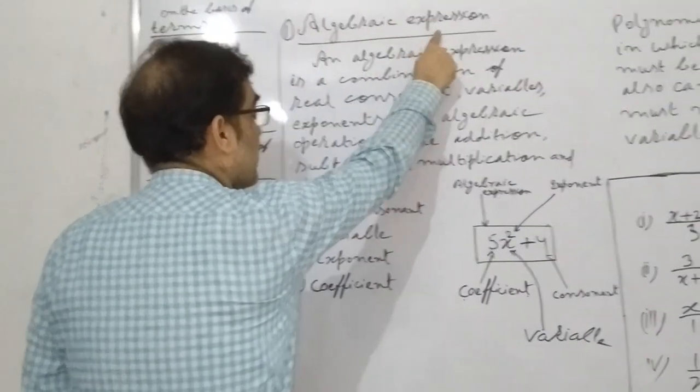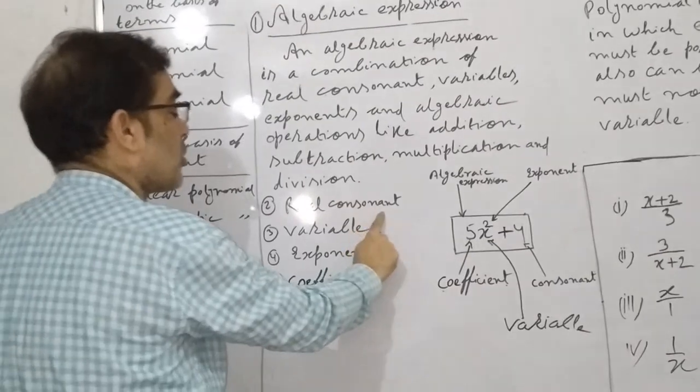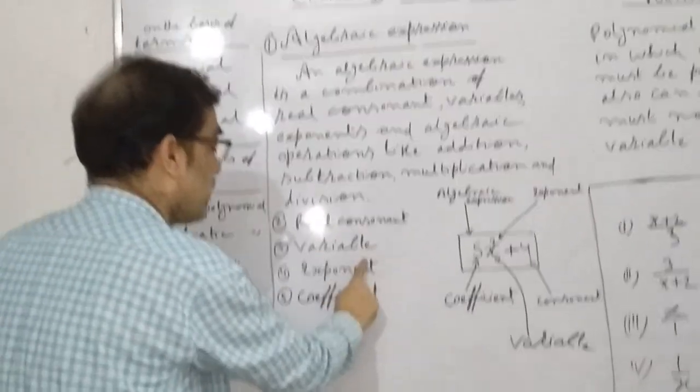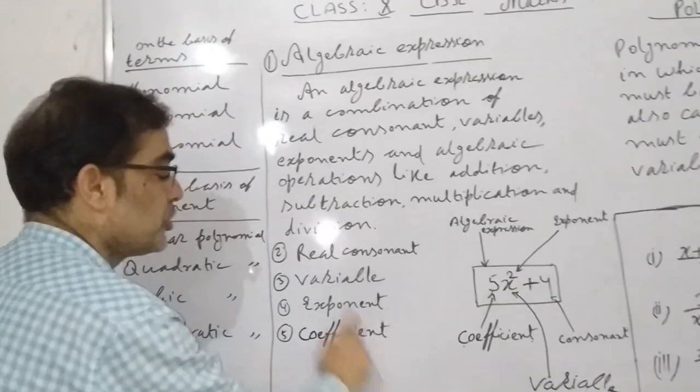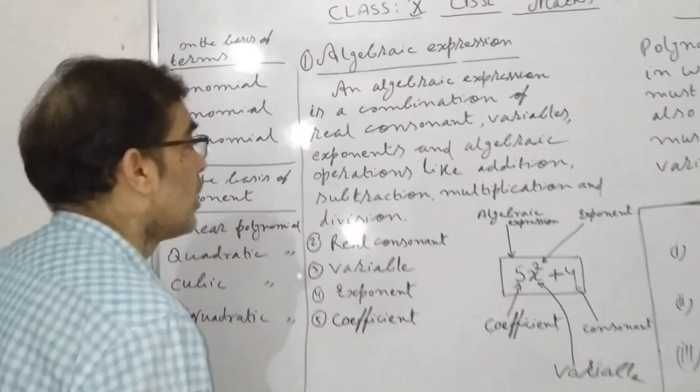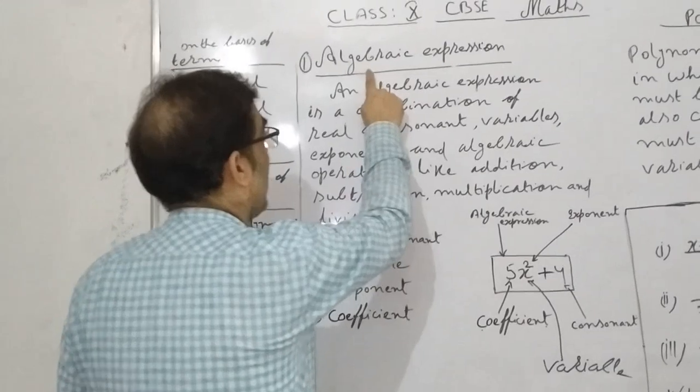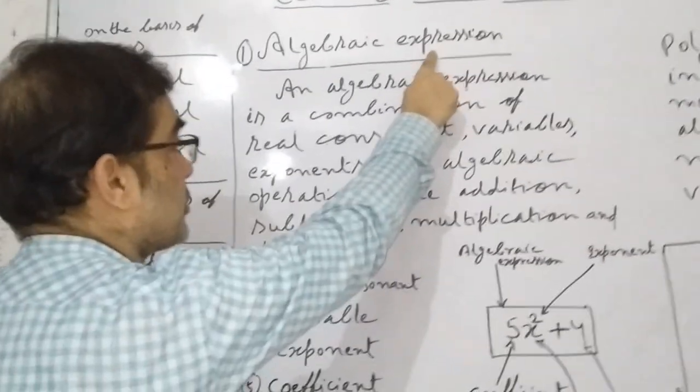First, algebraic expression. Second, real constant. Third, variable. Fourth, exponent. And fifth, coefficient. Let's come to understand algebraic expression first.